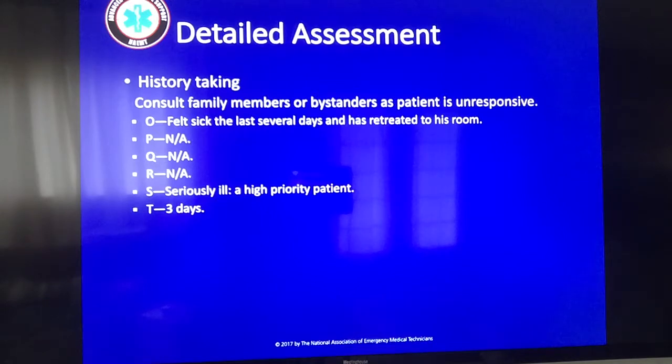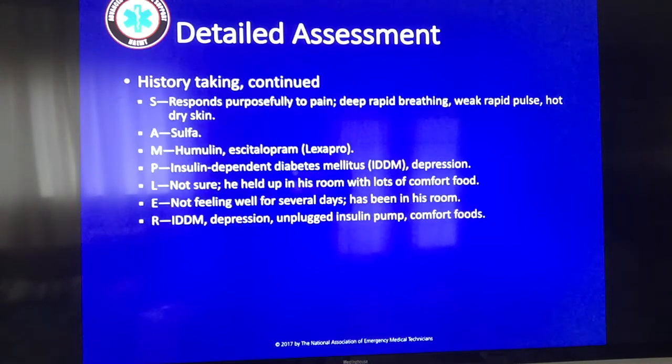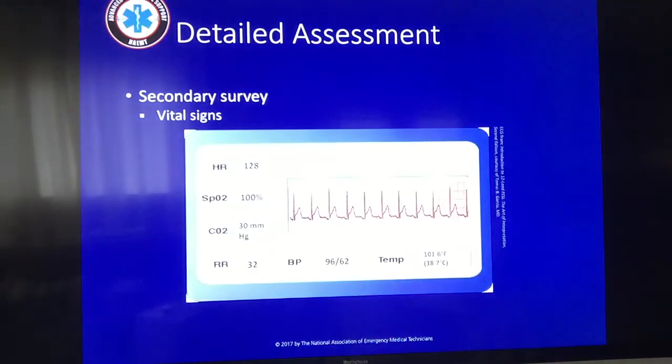Here we have his history of present illness. Doesn't seem to be a lot there. We would know that he's been seriously ill for 3 days. And then let's go into the SAMPLE history. He's got some depression meds in there as well, and he unplugged his insulin pump, comfort foods. So we must have some issue as to why he wasn't using the pump and what that could mean. Let's look at other things again.